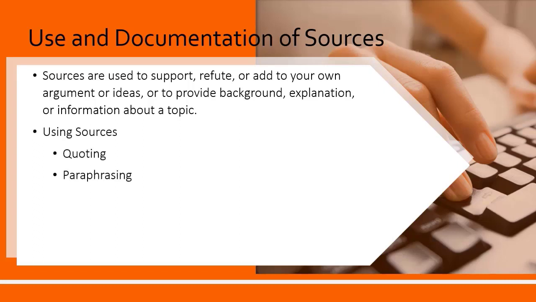There are 2 ways that you can integrate source materials into your paper. You can quote them directly or use paraphrasing. There are also 2 ways in which you should document the sources in your paper. Using in-text citations, which is when you identify the source in the body of your paper, and the works cited page, where you list the details of the source at the end of your paper.